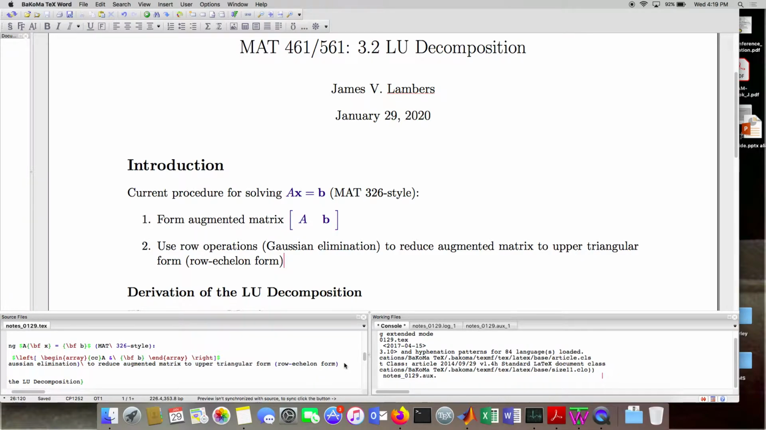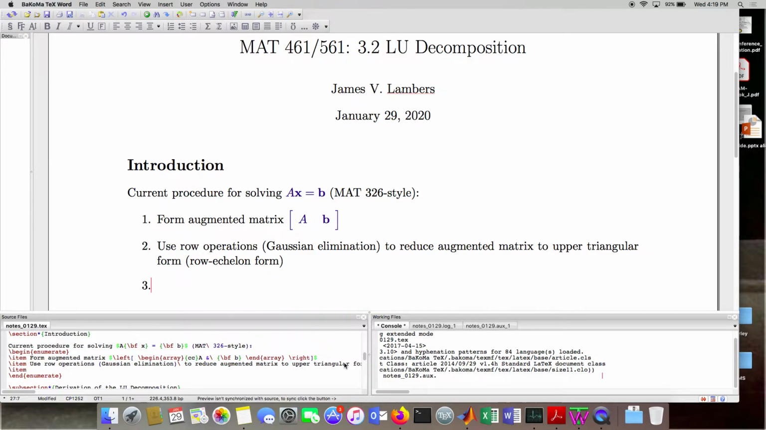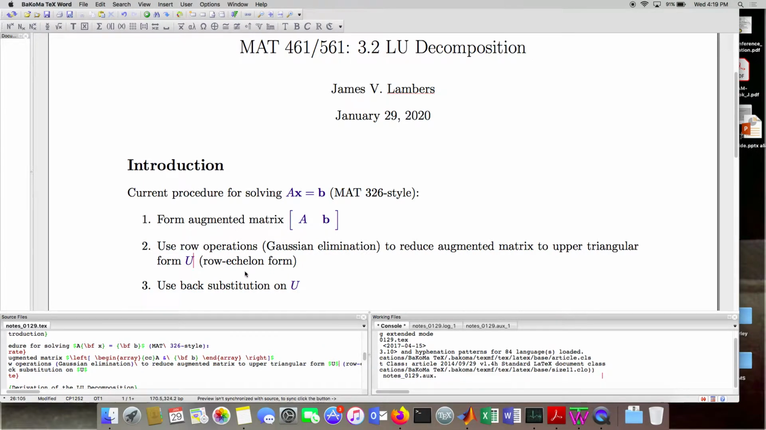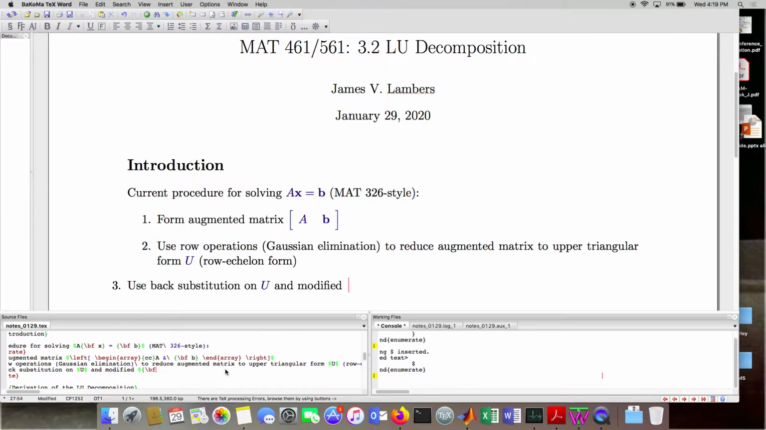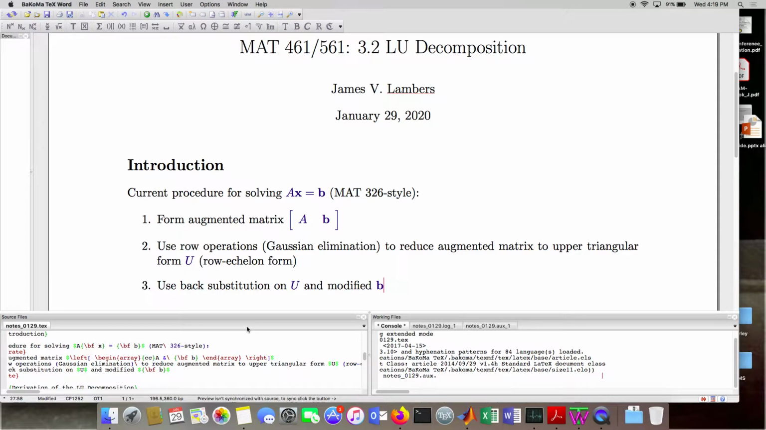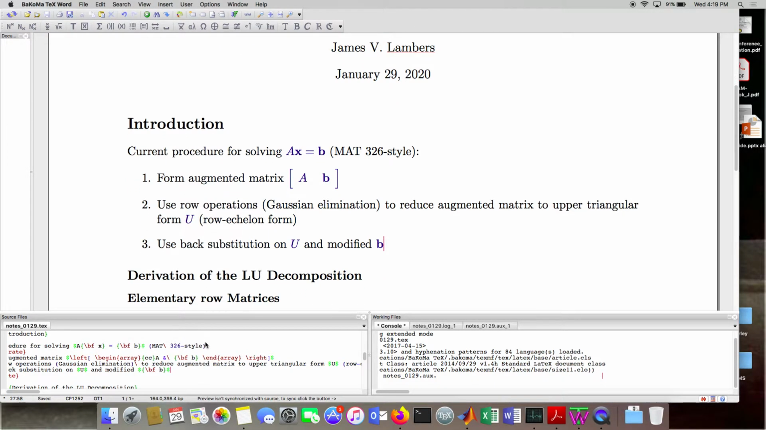So adding a multiple of one row to another, and if necessary, row interchanges. That's something I'll talk more about later in this section. And then finally, use back substitution on U, so the upper triangular form. U is what's obtained from those row operations, and the modified right-hand side, since row operations are being applied to both A and b by the Gaussian elimination algorithm that I showed you in the last section, and then you're done.